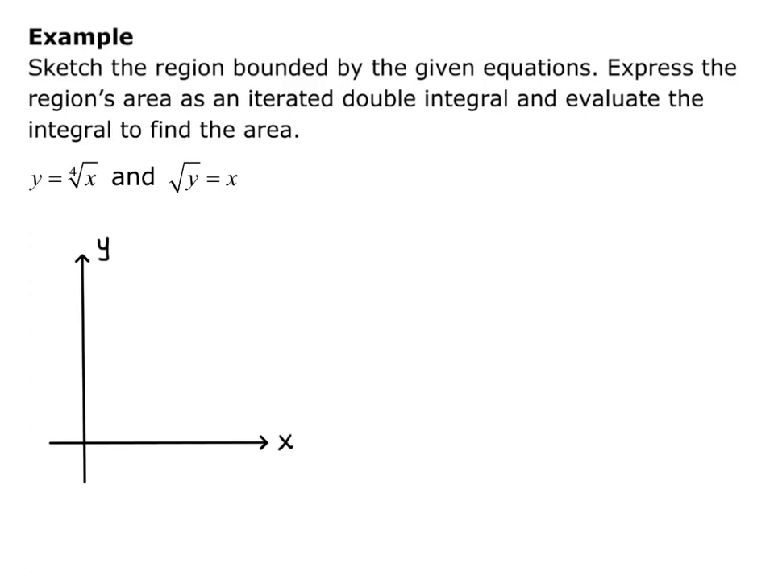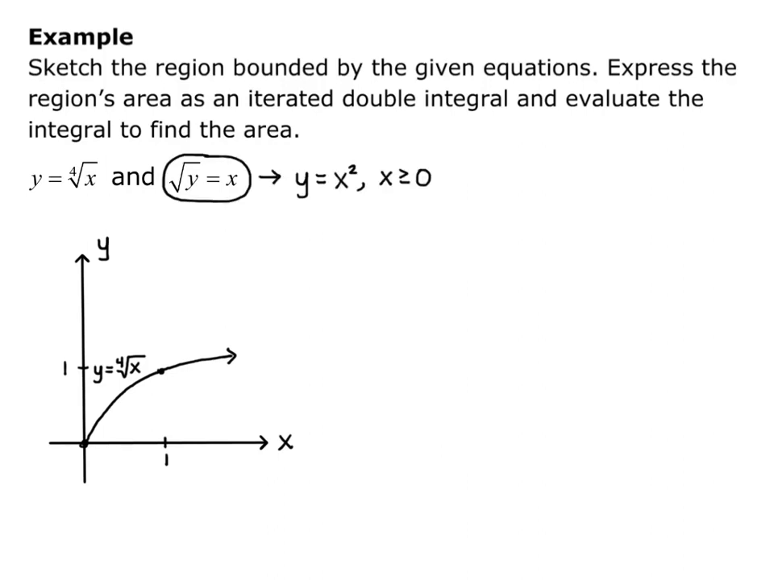So I have my x y axes, and my first equation is y equals the fourth root of x. I know that's going to go through the points 0, 0 and 1, 1, and it's going to look similar to y equals the square root of x, but it will be a little flatter. Next, we're going to graph square root of y equals x.